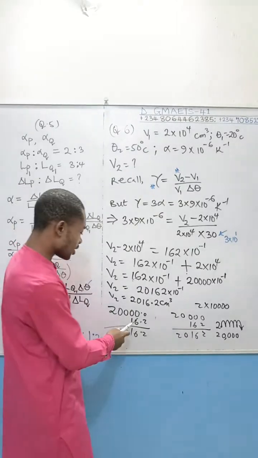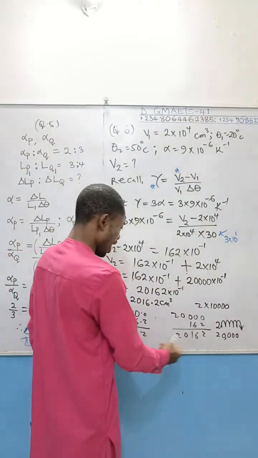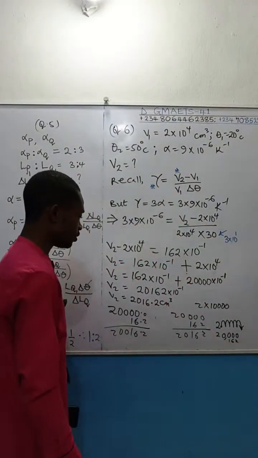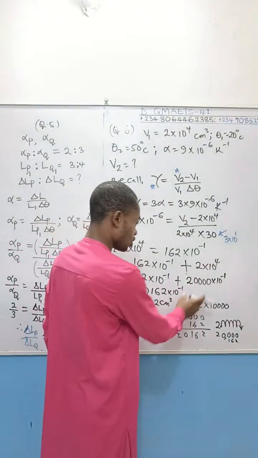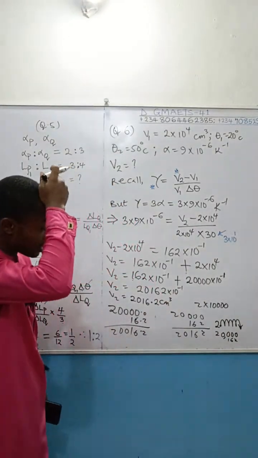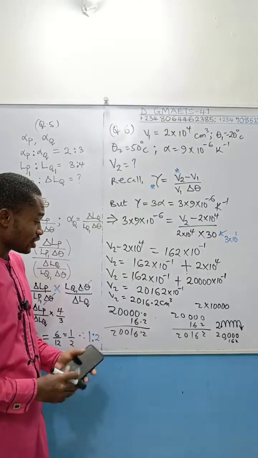So if I add 16.2 here and I add 162 here, I'm supposed to get the same thing. Am I adding 162 to this? I should get the same thing. So I don't know why I'm getting different results with this conversion in standard form.